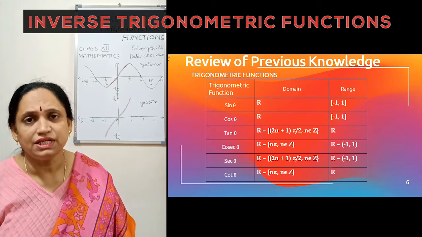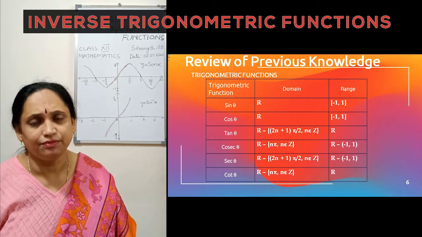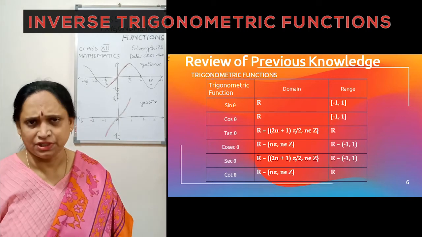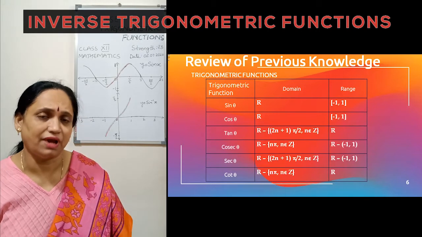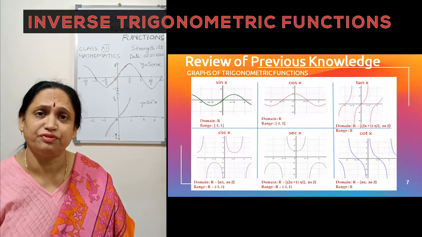And you can also see that the range of tan and cot is same, which is set of all real numbers, and the range of cosecant and secant is set of all real numbers except the real numbers which are between -1 and 1. Let's look at the graphs of trigonometric functions.